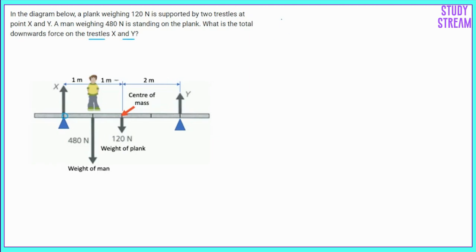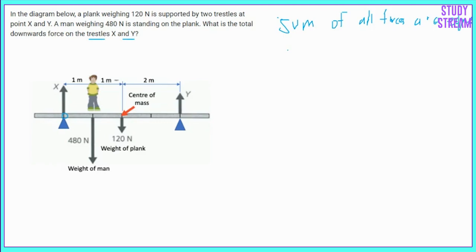We said that the sum of all forces are equal to zero, like they are balanced. Okay, so the sum of all the forces is equal to zero.